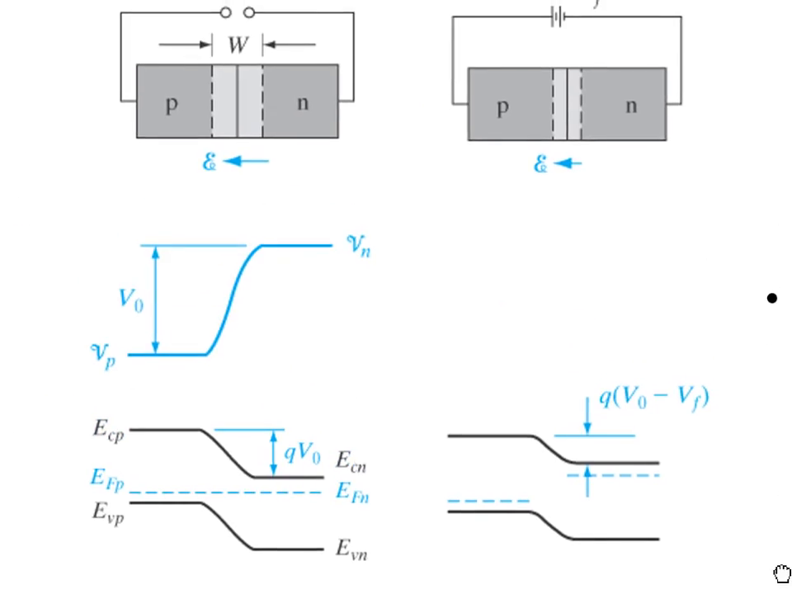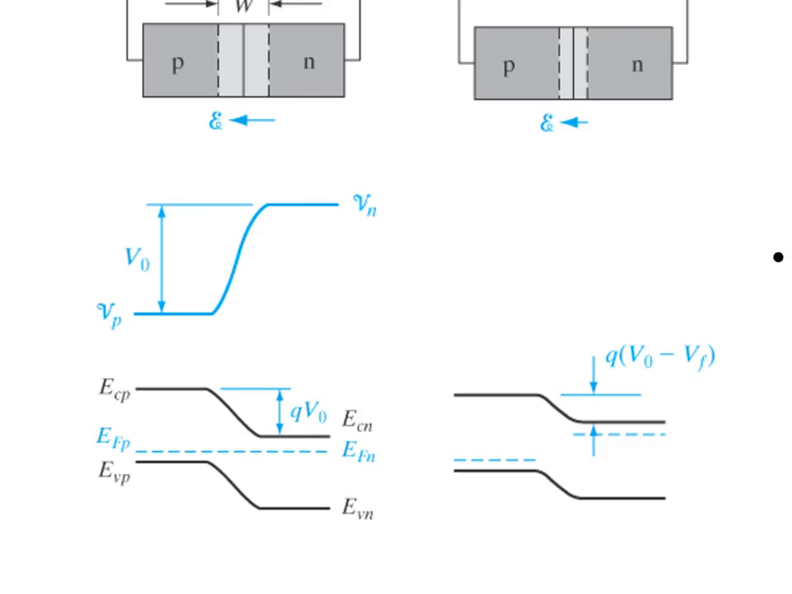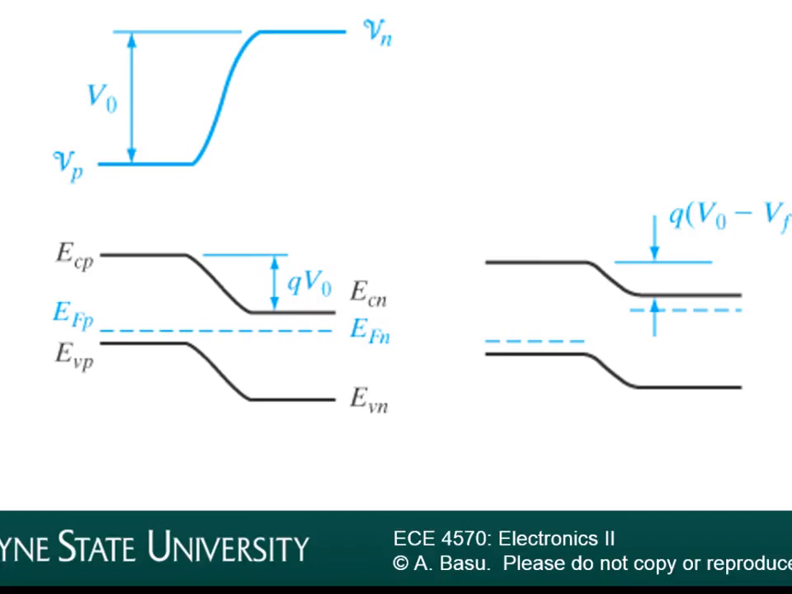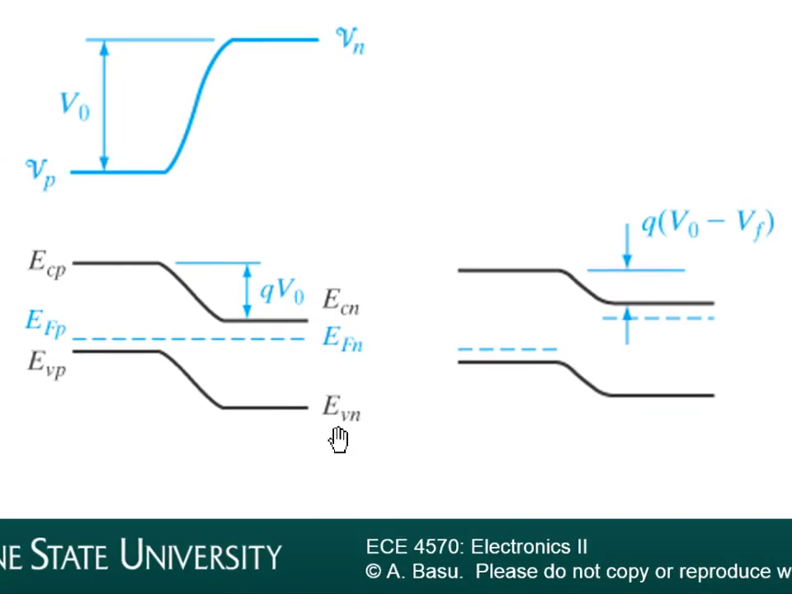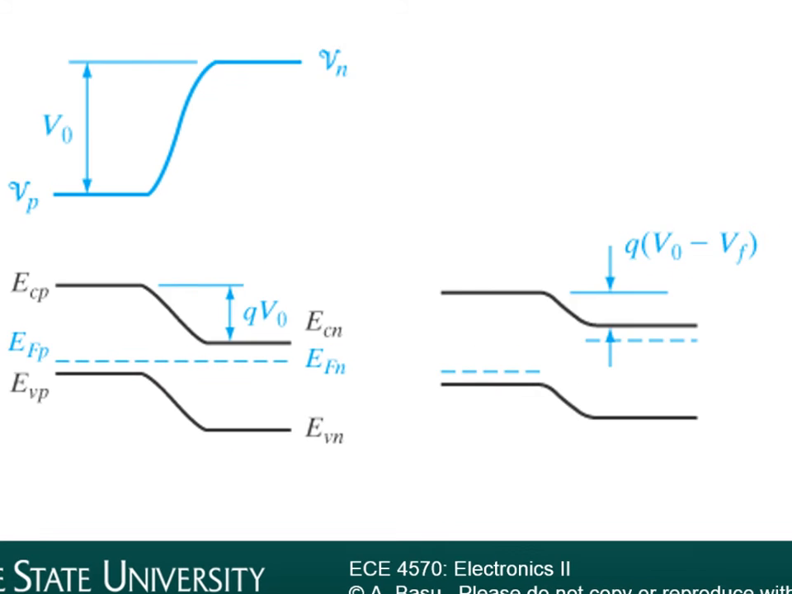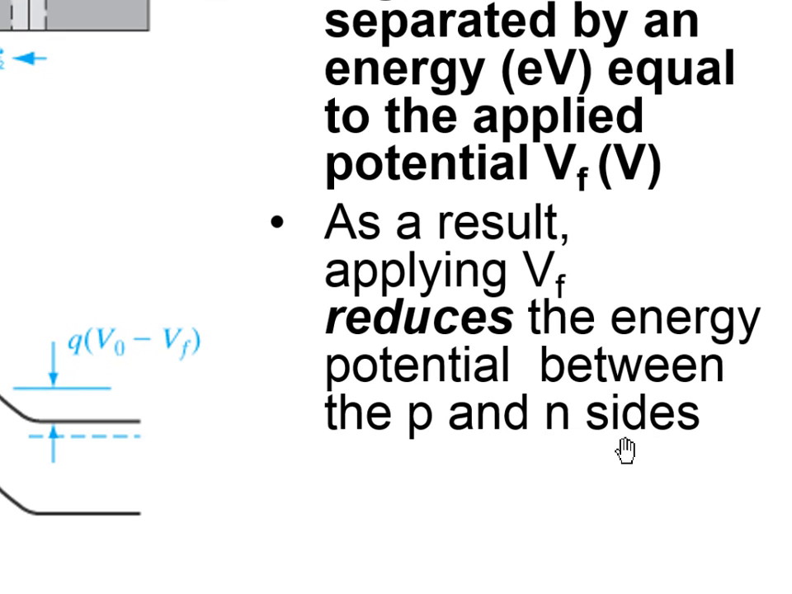So if we do that, okay, what happens is that the energy barrier, this qV0 here that we talked about earlier, now becomes smaller. It goes from qV0 to q(V0 minus VF). You can see, because this is a book drawing, much better than my drawings, that the potential barrier has reduced from this initial value at equilibrium to a smaller value when we've applied the forward bias to it. So as a result, applying VF reduces the energy potential between the P and the N sides.